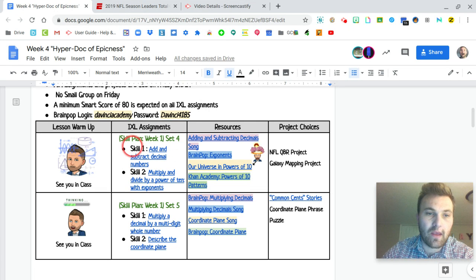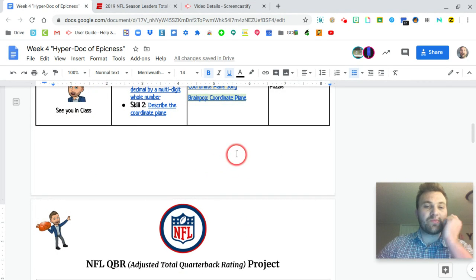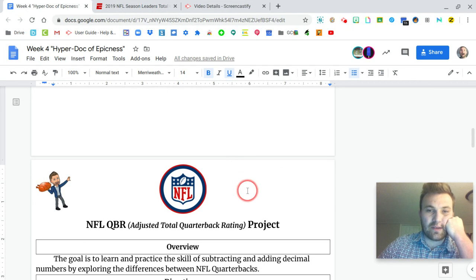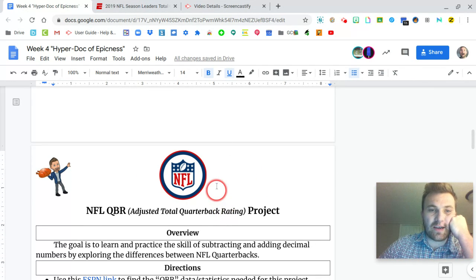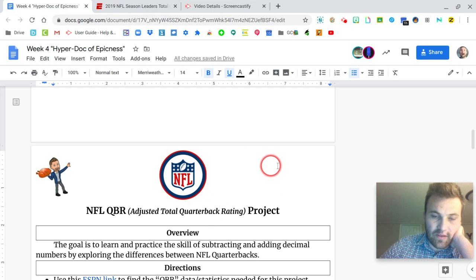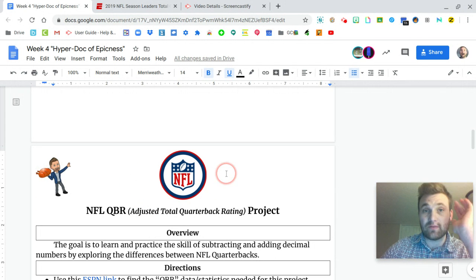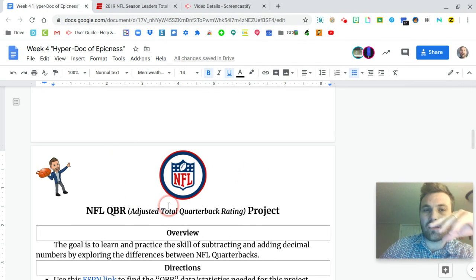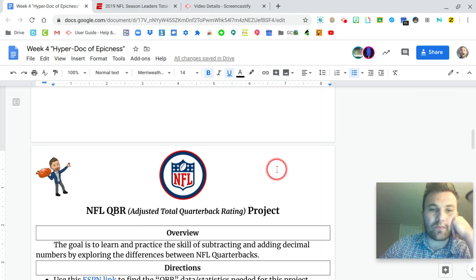All right, the first project listed up there is the NFL QBR project. This is nicely attached to the document and can be completed because students have been given their own copy in the classroom assignment, so that students can complete it and really be turning in just one thing at the end of the week that has all of the work they've done.